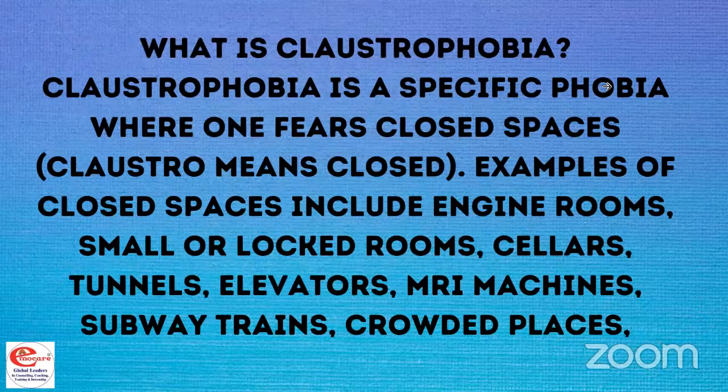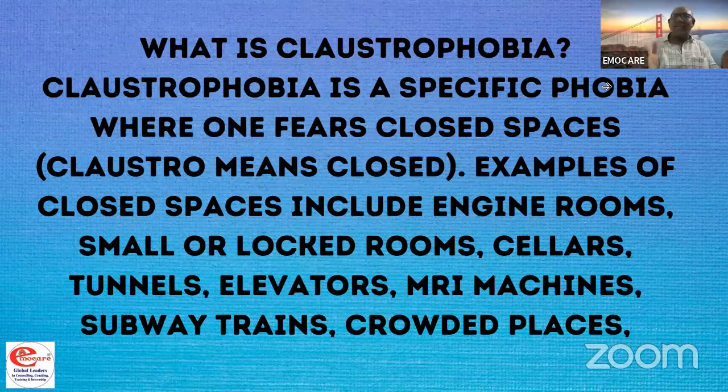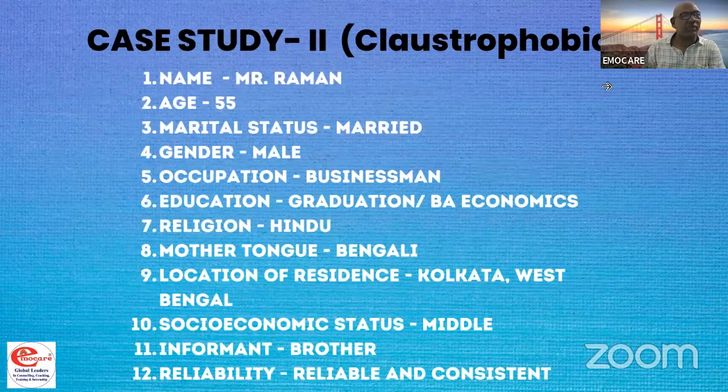What is claustrophobia? Claustrophobia is a specific phobia where one fears closed spaces. Claustro means closed. Examples of closed spaces include engine rooms, smaller locked rooms, cellars, tunnels, elevators, MRI machines, subway trains, crowded places. So anywhere they feel closed in, they feel fear. That is claustrophobia. So this is what a case study is.